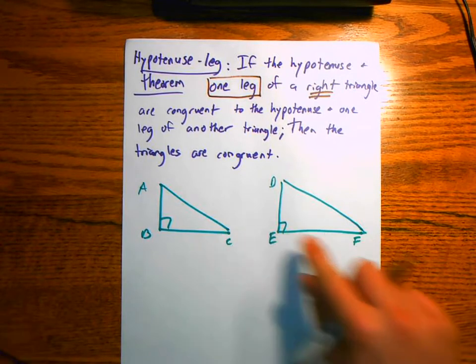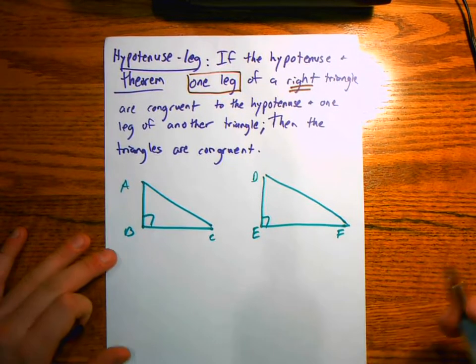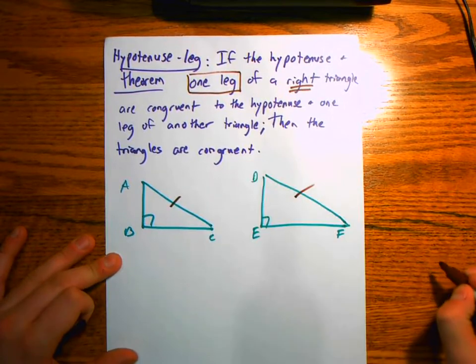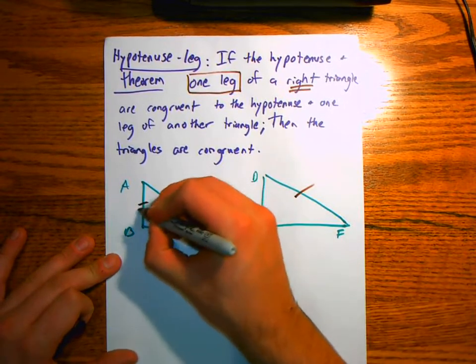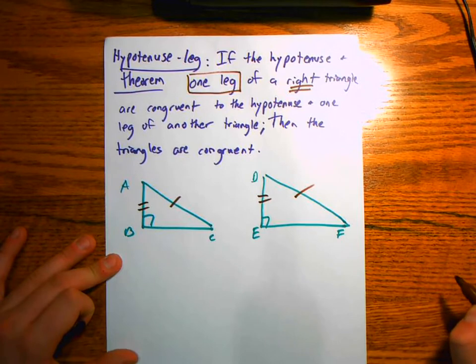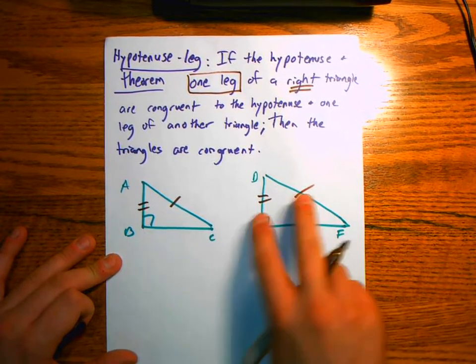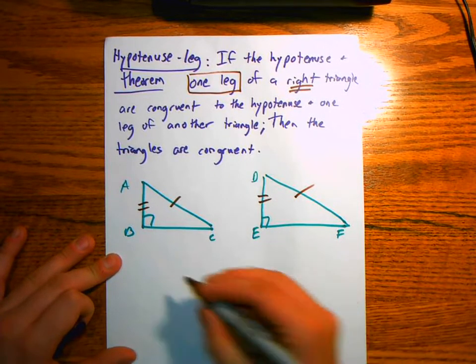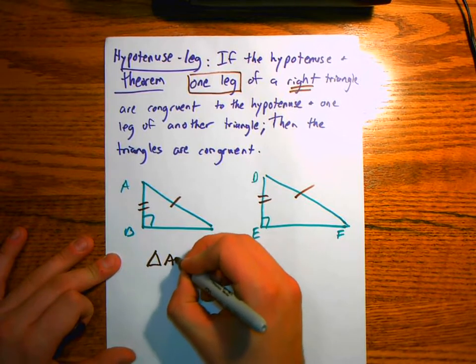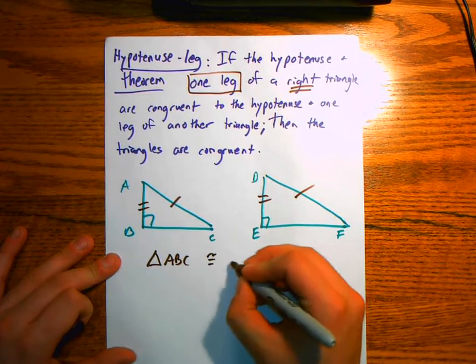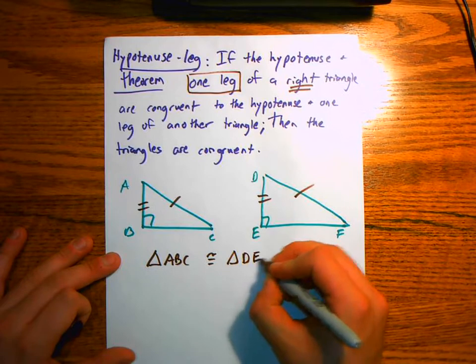So for example, if we have two right triangles, ABC and DEF, where the hypotenuses are congruent and one of the legs are congruent. Since the hypotenuse leg theorem allows us to look at the hypotenuse and one of the legs, we can say that triangle ABC is congruent to triangle DEF.